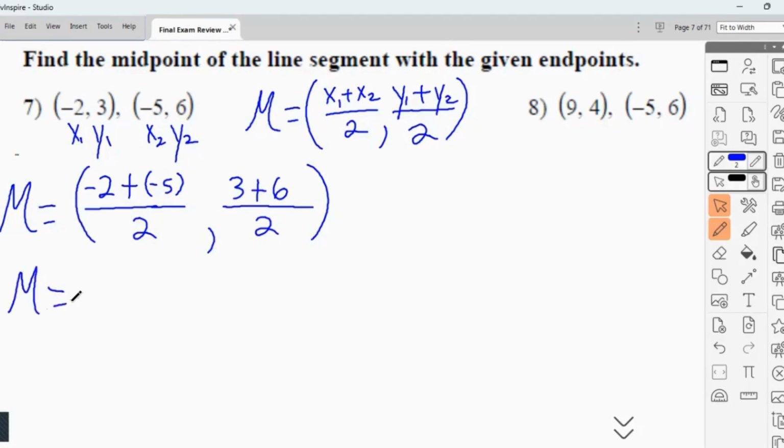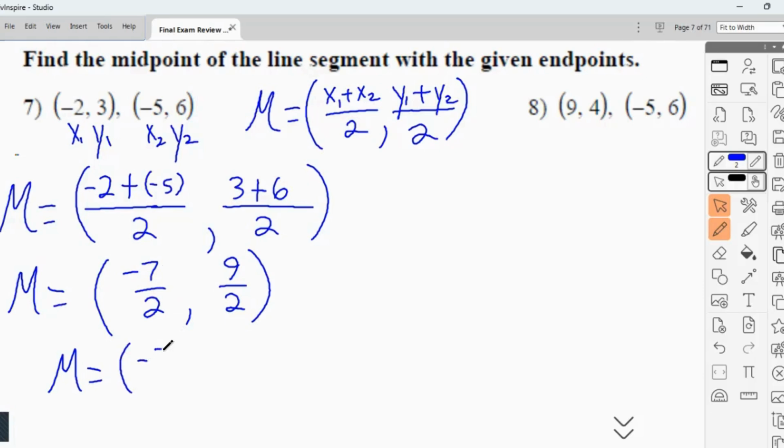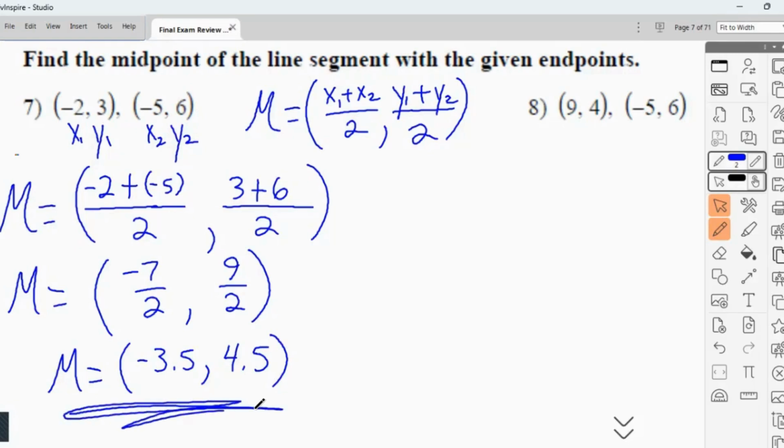Now, I'm just going to go a piece at a time. So right here, this will be -7 over 2. This will be +9 over 2. And if you leave it like that, I'm okay with that. But this is what you could do. If you want to put that in decimal form, I'm not going to be upset. You would have to go -3.5, and this would be +4.5. It's just a heads up on that. That's the final answer for this one. Good one.